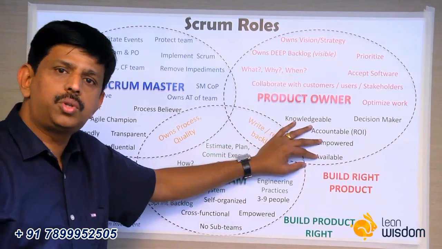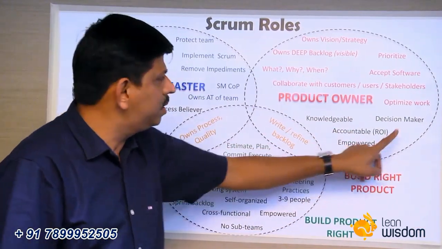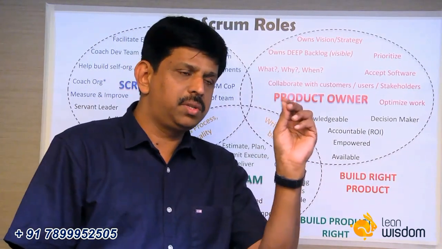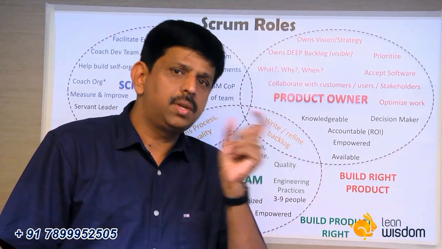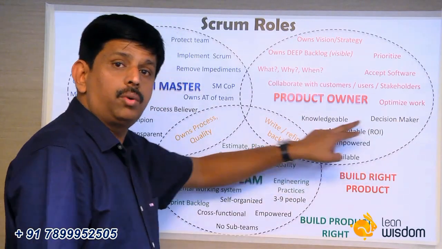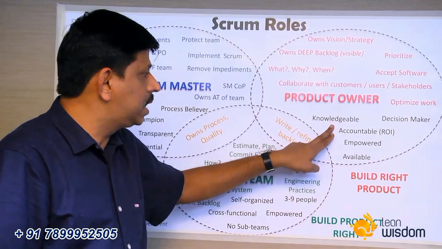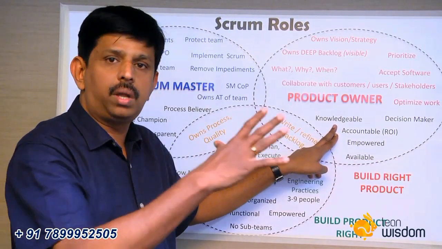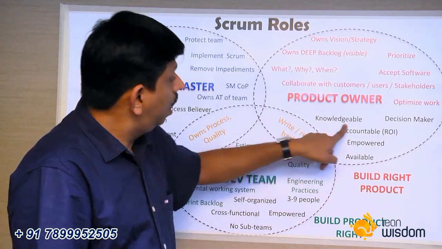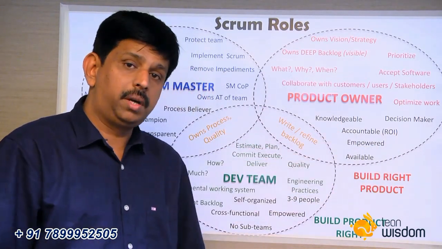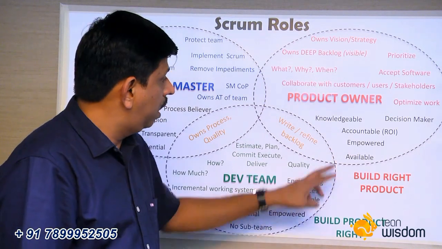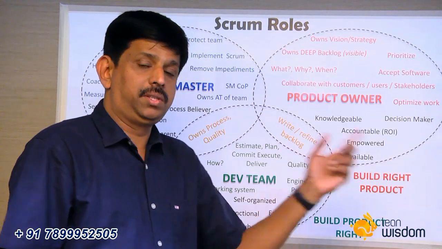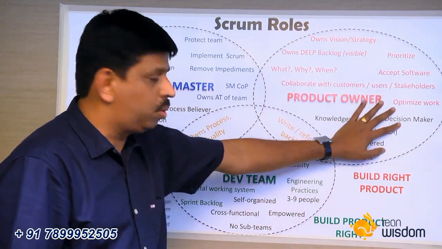What kind of attributes should the product owner have? Some of the key attributes: the product owner is the decision maker. The product owner should be able to take decisions on the product. Do I need this feature this way or that way? Do I need this feature or not? For that, the product owner should be very knowledgeable. He should be a domain expert on the product. I know the product really well as a product owner. I know what I'm going to build. Responsible for accountability and returns, is empowered to take decisions, and is available when the team needs. So this is all about the product owner role.